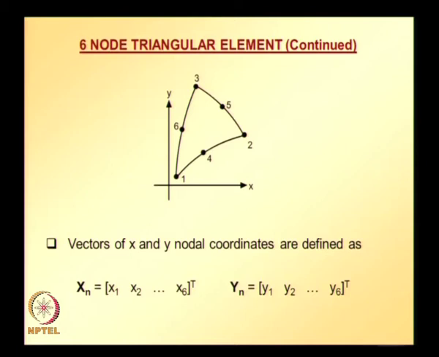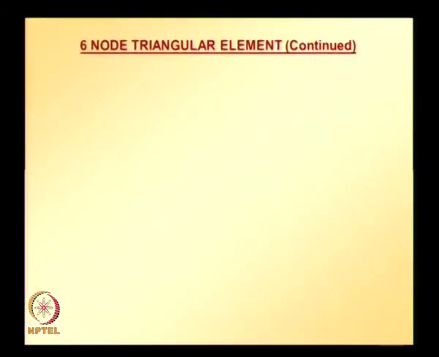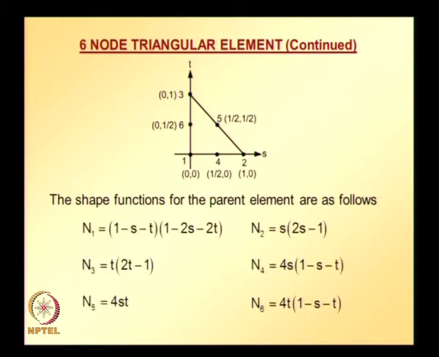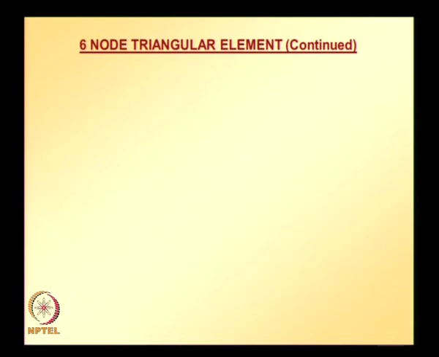and for isoparametric mapping we require shape functions of the 6 node triangle element in the parent coordinate system, or shape functions corresponding to the parent element. This is the 6 node triangle element in the parent coordinate system. The shape functions are as given here. So, we can put all the shape functions in a vector denoted with bold N, and now the isoparametric relations.